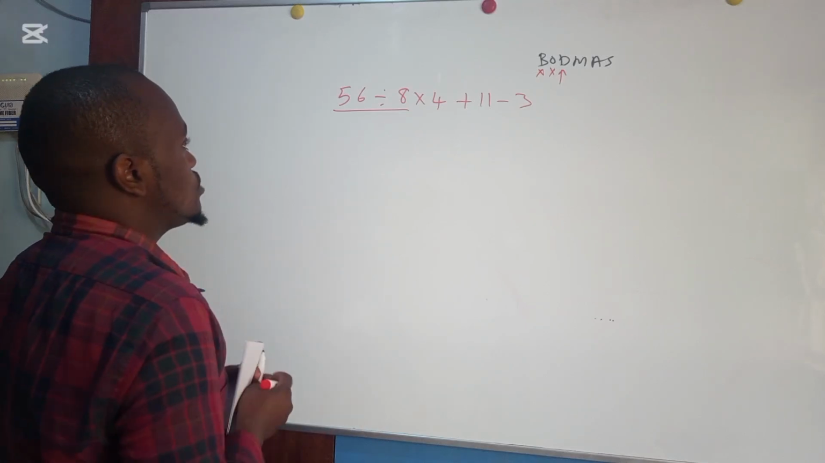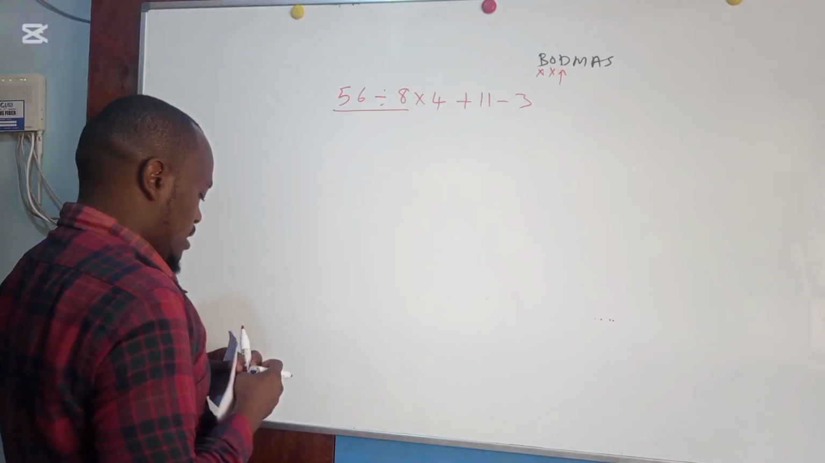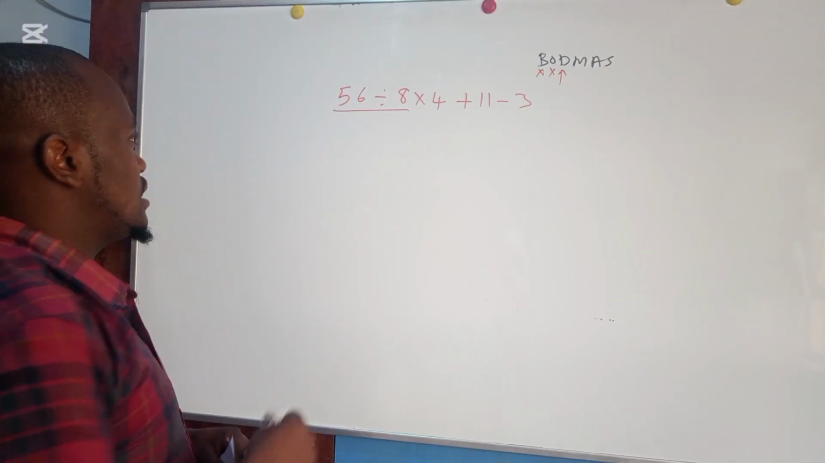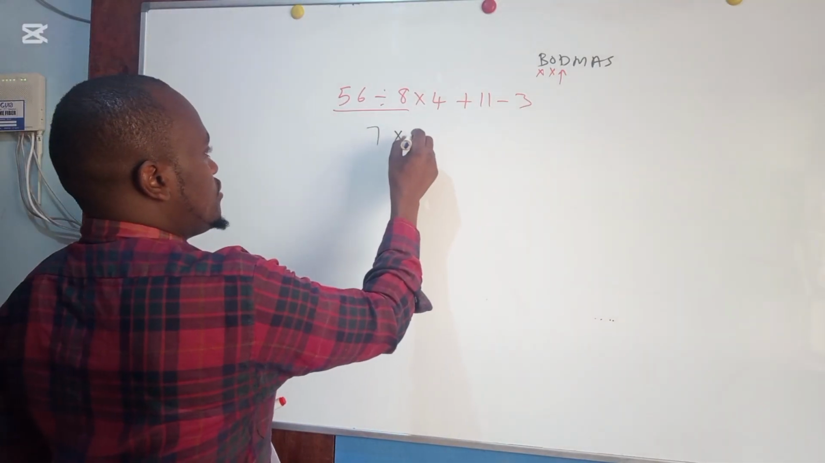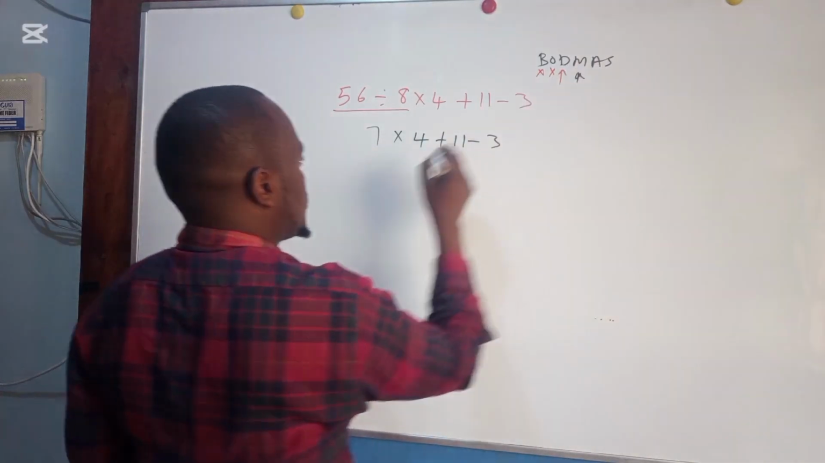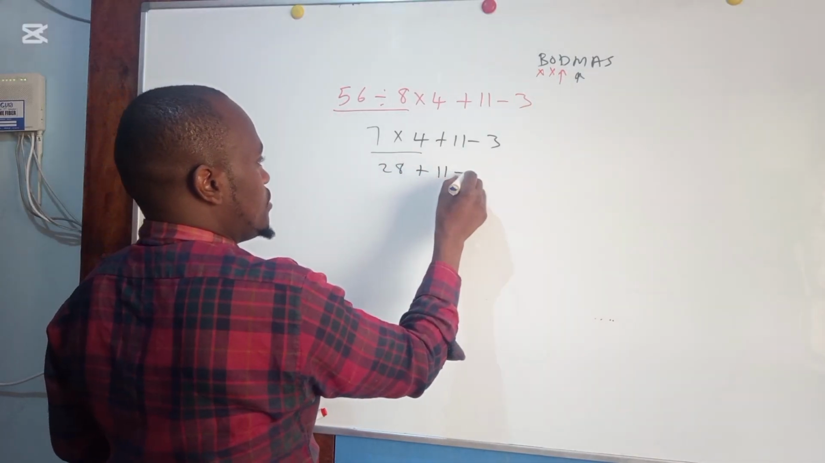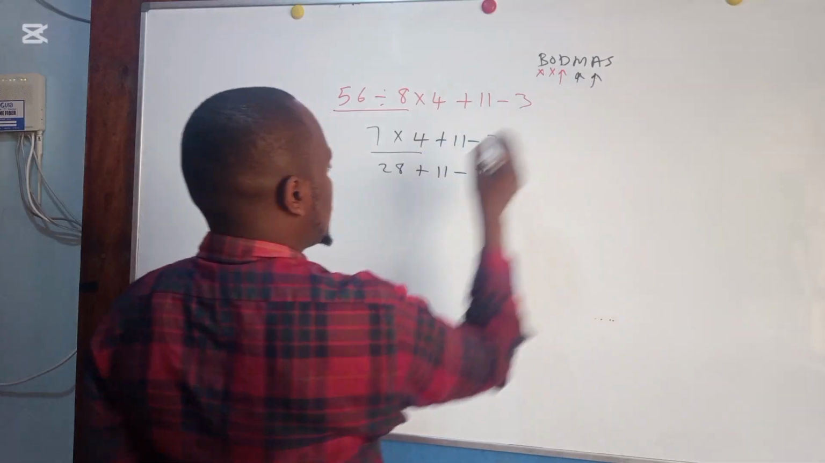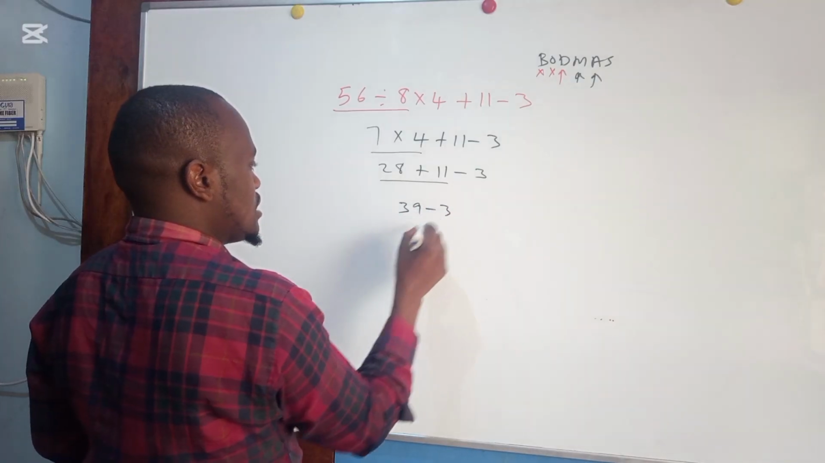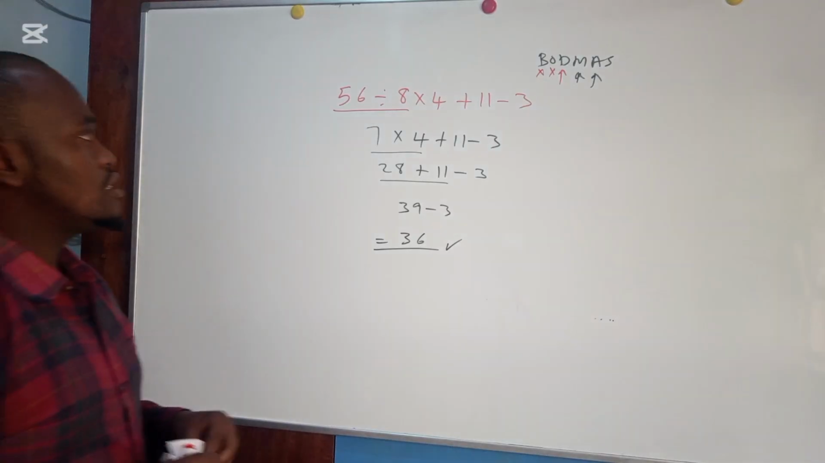You begin with that. Your answer is 56 divided by 8, that is 7. This is 7 times 4 plus 11 minus 3. After division, you have multiplication. You solve this part. This is 28 plus 11 minus 3. You go to addition, this is 39 minus 3. And this is 36. This is your answer. So this one is pretty easy, even if you do not know how to use brackets.